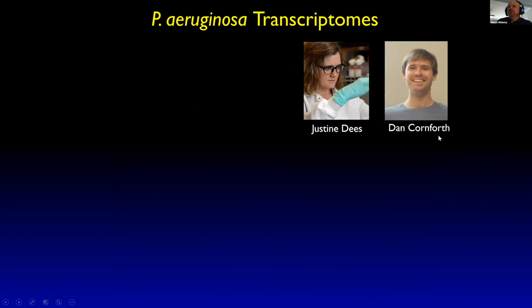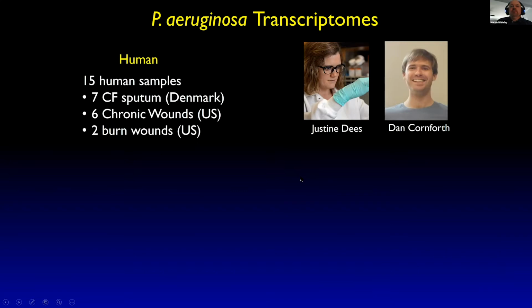And then Dan Cornforth, who a lot of you may know, he was at Oxford and then he was at Edinburgh and then came to my lab as a postdoc, and he's now a research scientist. You can pretty much tell one of these people was doing RNA-seq and the other one was doing computational stuff. It's pretty easy to see who's who.